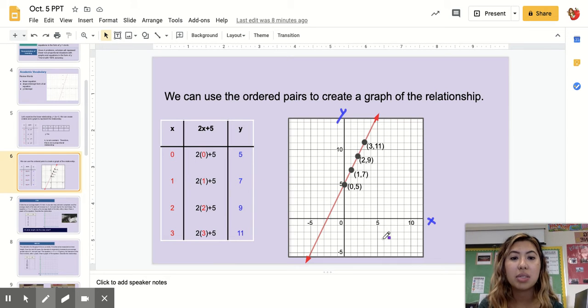Then for (1, 7), we start on our origin. We move 1 unit to the right, 7 units up. Then we have (2, 9), starting at the origin, 2 units to the right, 9 units up. Then we have (3, 11), so starting at the origin, 3 units to the right, 11 units up. And so that is the graph of 2x plus 5 is equal to y.